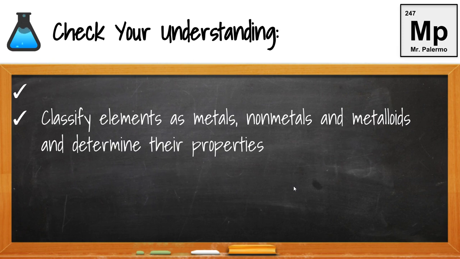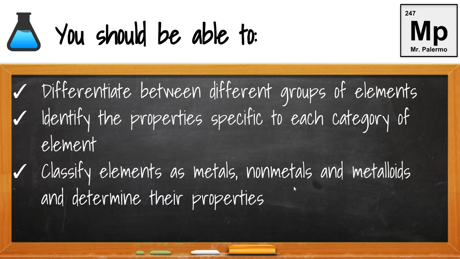Let's check your understanding. Can you classify elements as metals, nonmetals, and metalloids and determine their properties? At this point, you should be able to differentiate between different groups of elements, identify the properties specific to each category of element, and classify elements as metals, nonmetals, and metalloids and determine their properties.